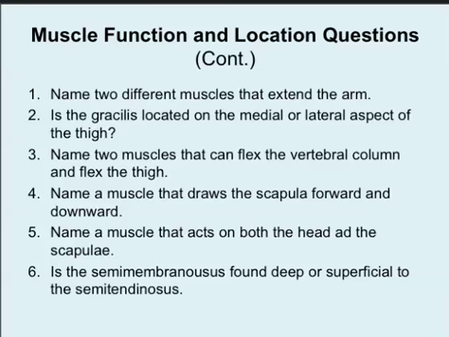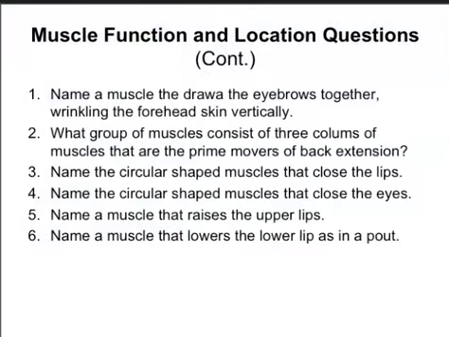Is the semimembranosus found deep or superficial to the semitendinosus? It is found deep. Name a muscle that draws the eyebrows together, wrinkling the forehead skin vertically: the corrugator supercilii. What group of muscles consists of three columns of muscles that are prime movers of back extension? The erector spinae. Name the circular-shaped muscles that close the lips: the orbicularis oris.